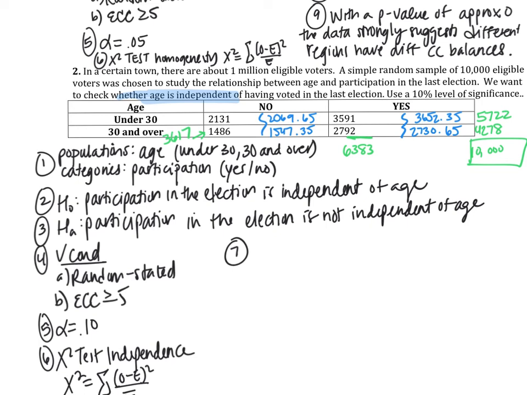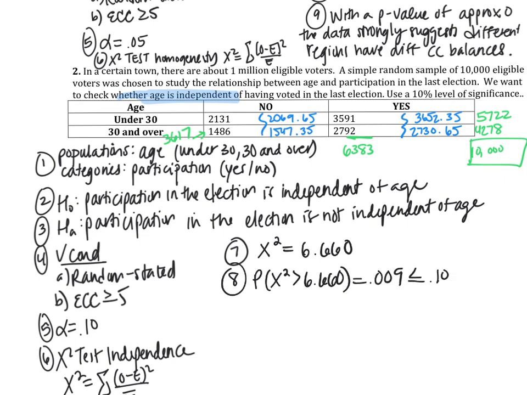And then you will enter your expected values in this way. After that, you will hit stat, tab over to tests, go to the chi-squared test, and the observed are already in matrix A, expected already in matrix B. Hit calculate, and you should get a chi-squared value of, OMG, 6.660. All right, probability statement: chi-squared being greater than 6.660 is approximately 0.009, which is less than 0.10, so we're rejecting the null.